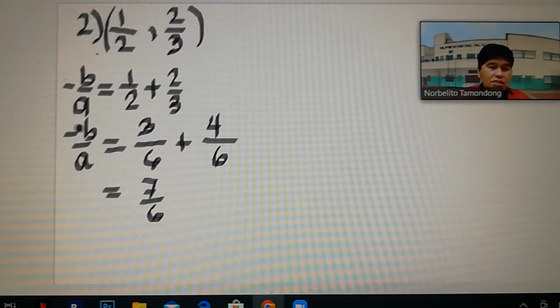Since that is negative b over a, your b over a is equal to the opposite of this. If you multiply this by negative, it becomes b over a. Therefore, it becomes negative 7 over 6.